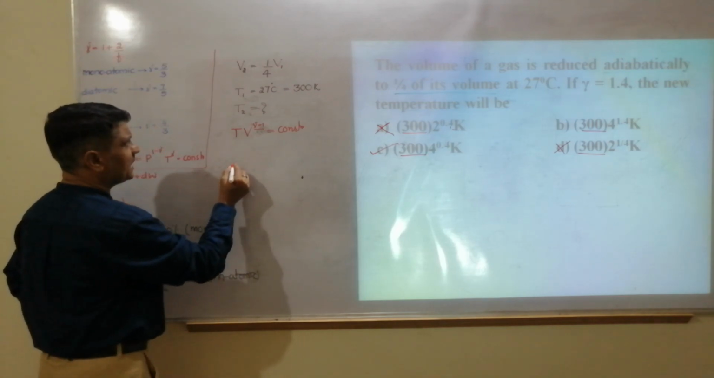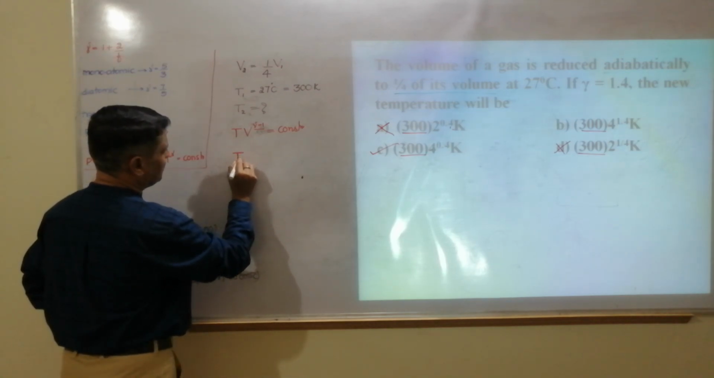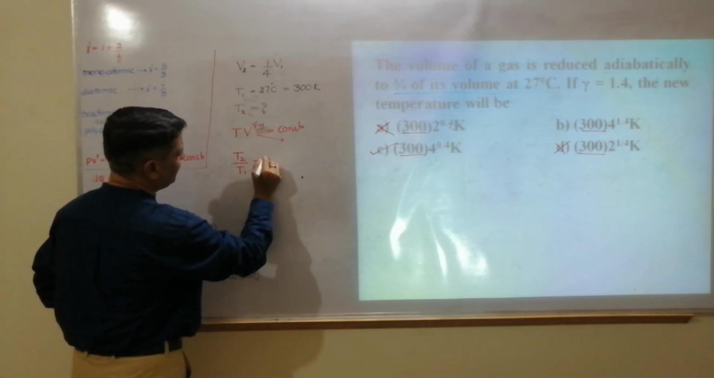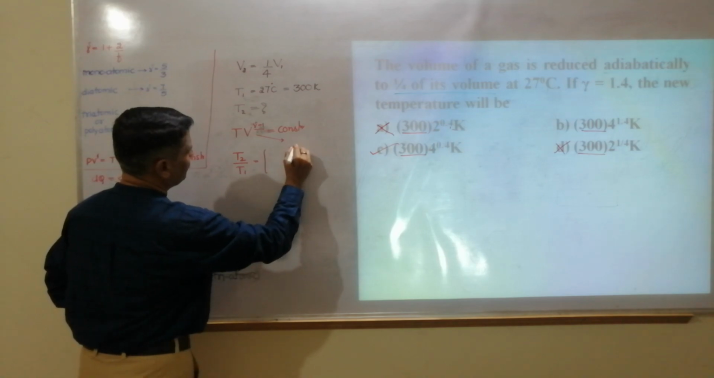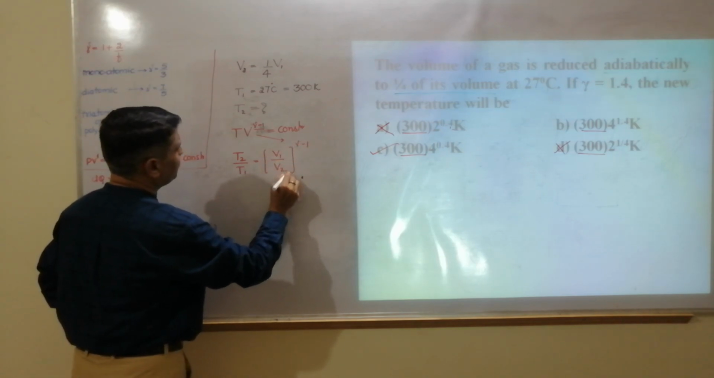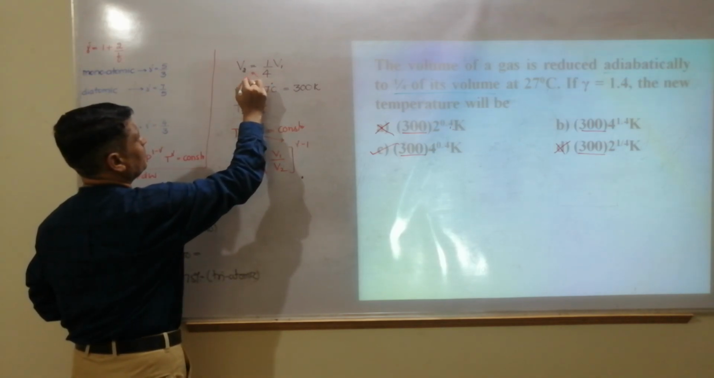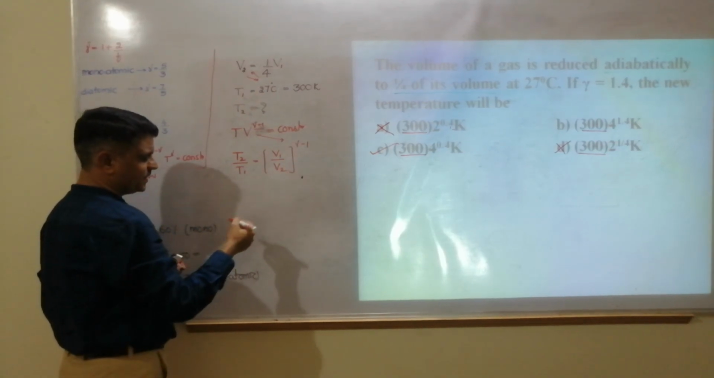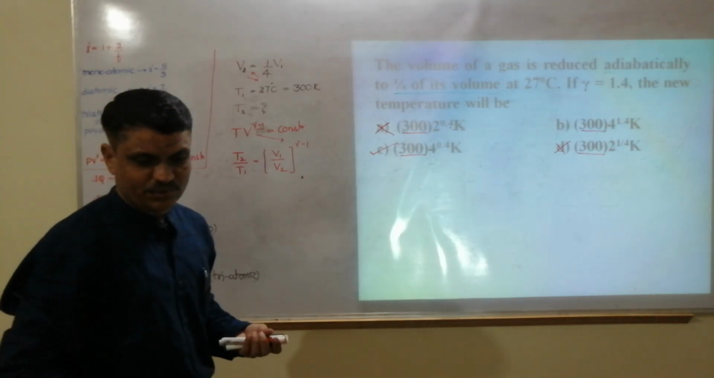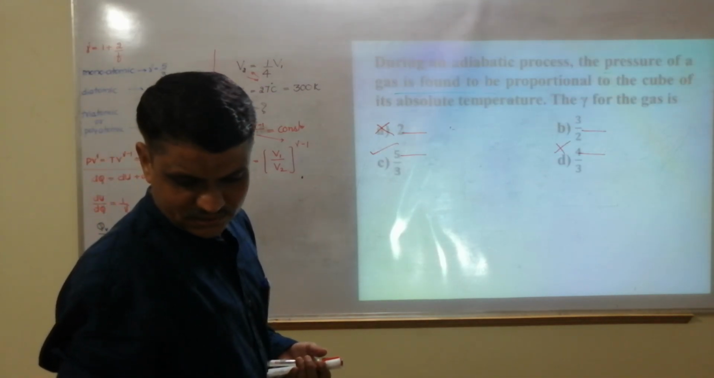Second, or otherwise we can calculate. That is T2 by T1. If you go this side, it will be inversely proportional. Gamma minus 1. It will be V1 by V2. So V1 by V2 is nothing but 4. Substitute and simplify, you get your answer. Okay, second problem. Today's answer is the third.